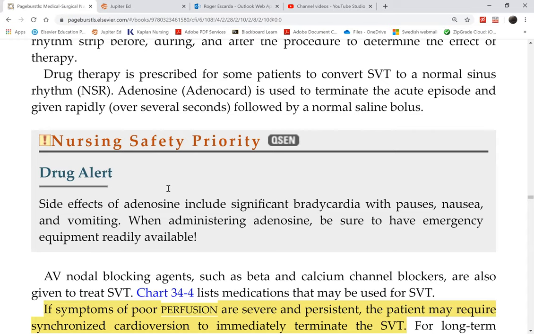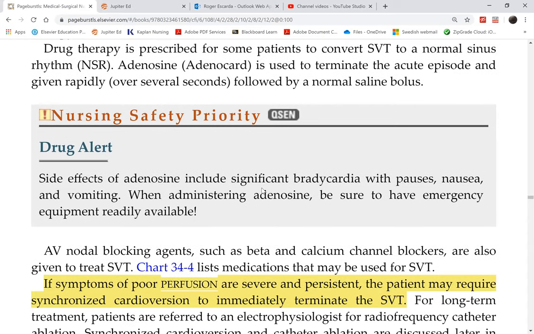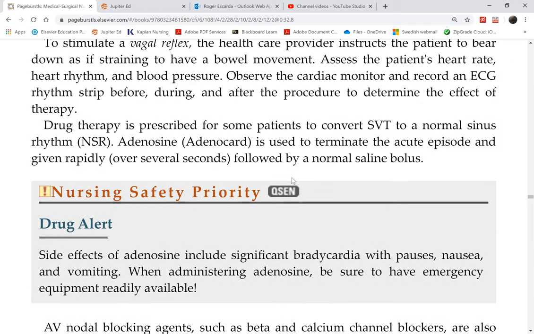Here's a drug alert for adenosine. Now, adenosine is a very short-acting, but fast-acting drug. It's only viable for a few seconds. So therefore, how should you administer it? Really fast. It should be administered quickly, as close to the heart as possible. So you push it fast, and you should also give a flush right behind it.